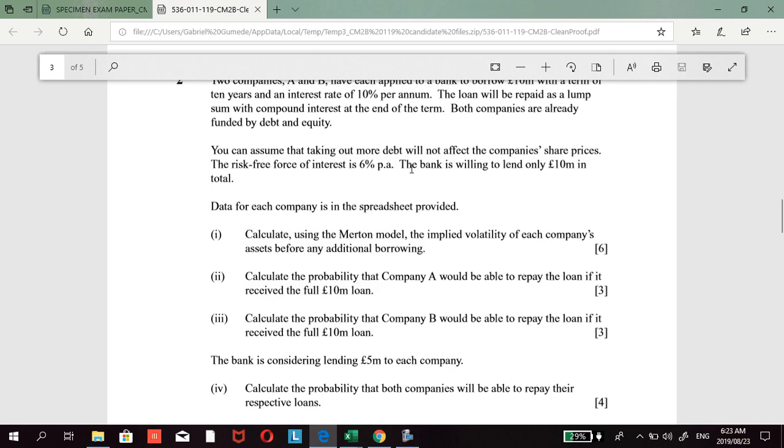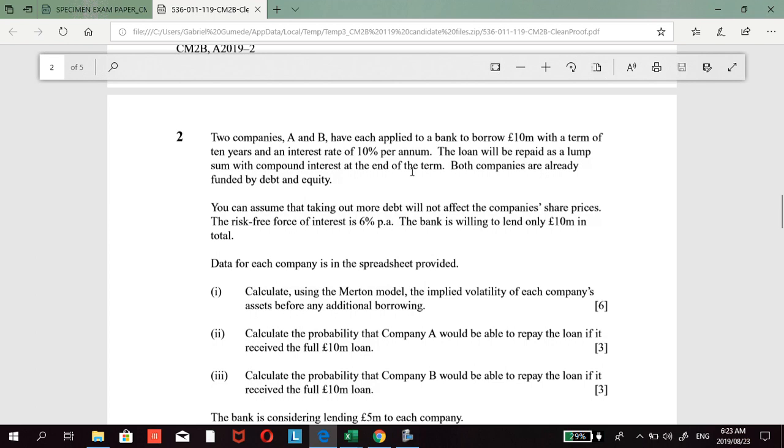Okay, and please note that this was extremely confusing because the examiner said you can assume that taking out more debt will not affect the company's share prices. So don't be worried now that there's an additional debt. Does that mean the volatility of the company will change? No, it will remain the same because the examiner said this here.